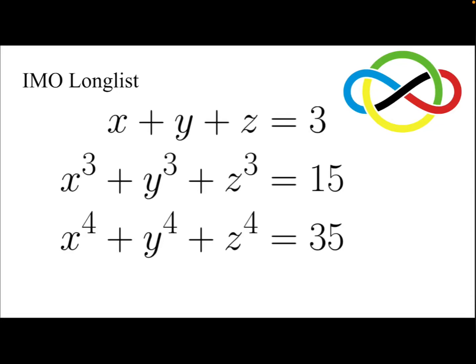In this video, we're going to solve a problem taken from the IMO long list. We are given real numbers x, y, and z with sum equal to 3, sum of the cubes equal to 15, and sum of the fourth powers equal to 35. Find the value of the sum of the fifth powers.